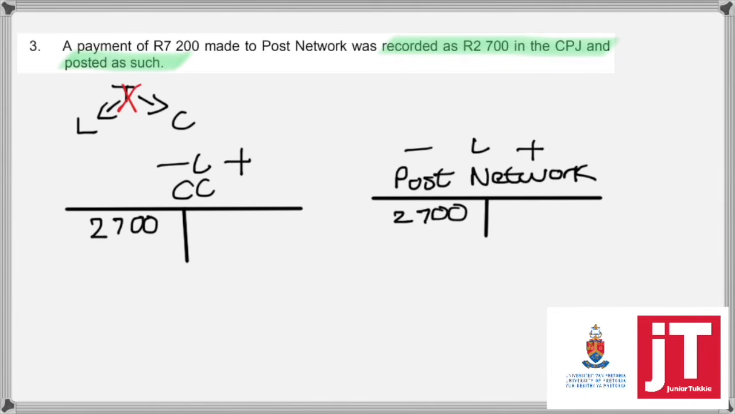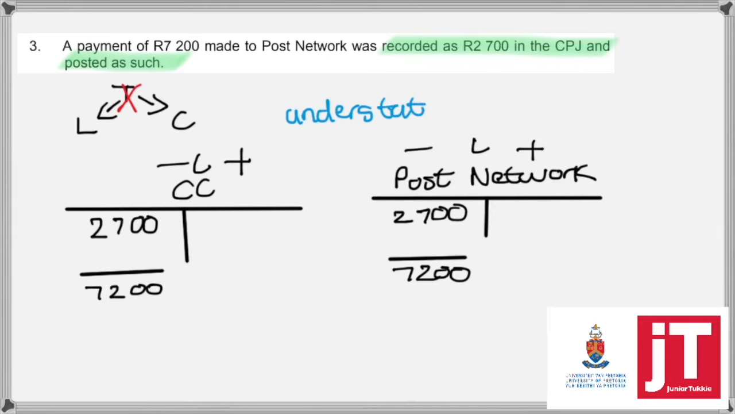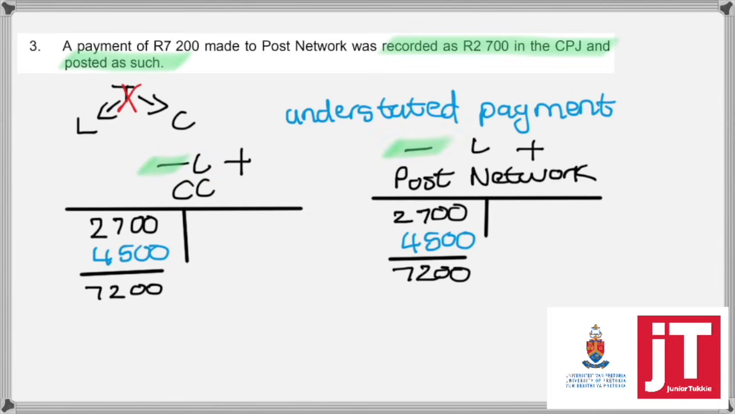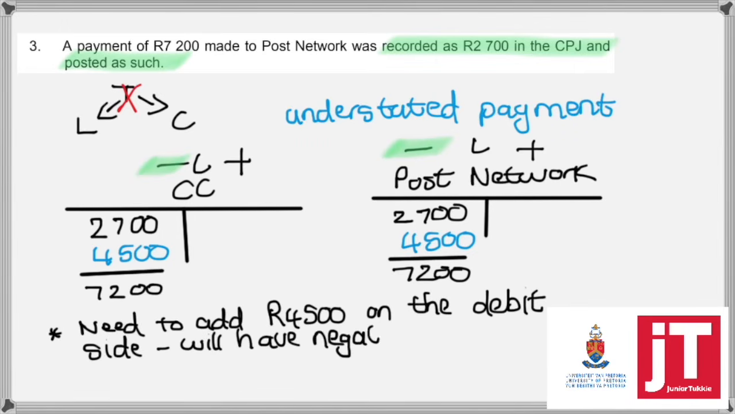It was recorded as 2,700. It is supposed to be 7,200. This means we have understated the payment. The difference is 4,500. So I need to add 4,500 to the debit side to show that we owe them less. Please remember, we need to add 4,500 to the debit side. Because we add it to the debit side, it has a negative effect.